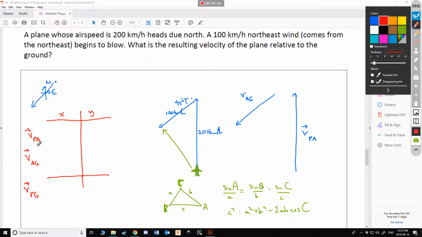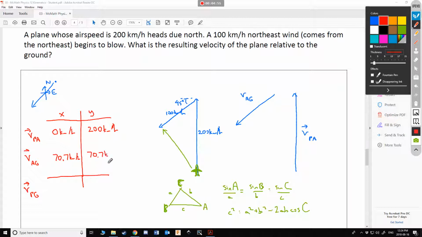So VPA. Looking at our picture, it's only in the north direction, so it has no x component. You're going to write down 0 kilometers per hour. In the y direction, though, we have 200 kilometers per hour. For the wind, because it's a 45-degree triangle, it says 100 cos 45 degrees, and that comes out to 70.7. Because it's a right-angled triangle, the other one is also 70.7.